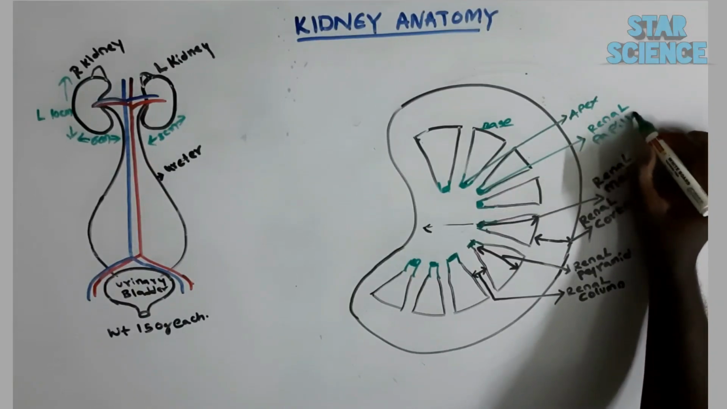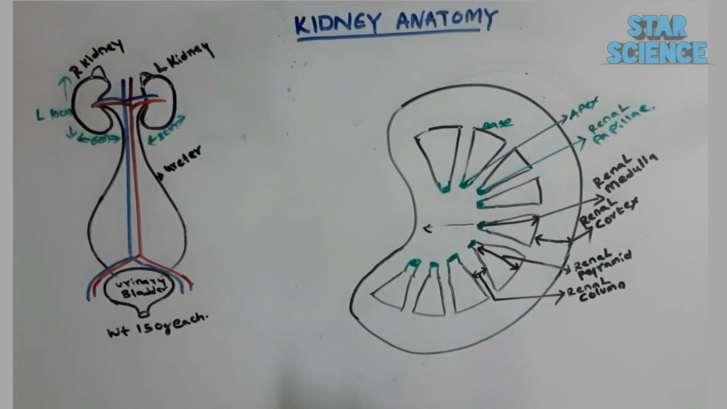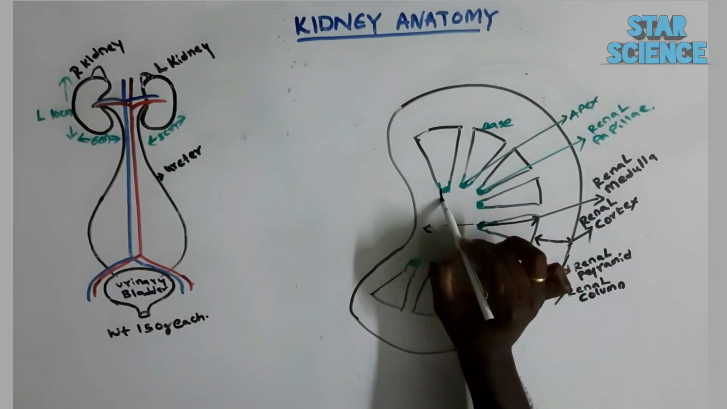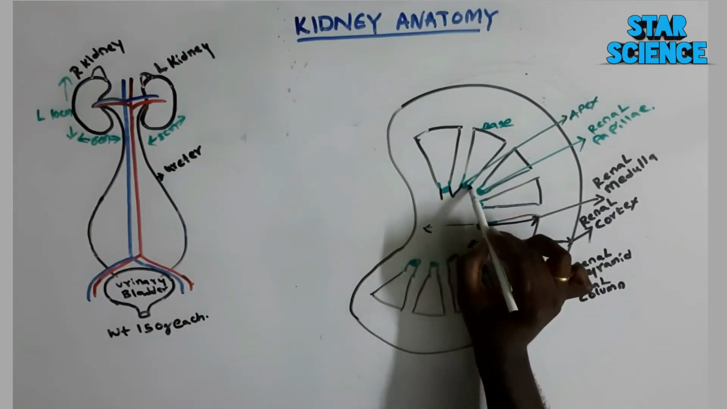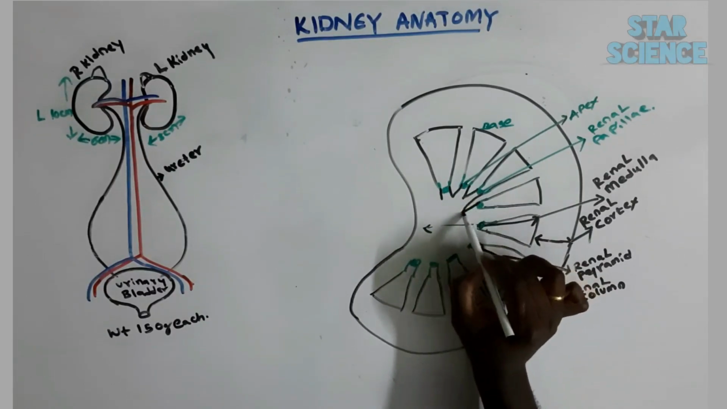After these, the renal papillae are connected to minor calyces, and there are around 8 to 18 minor calyces.